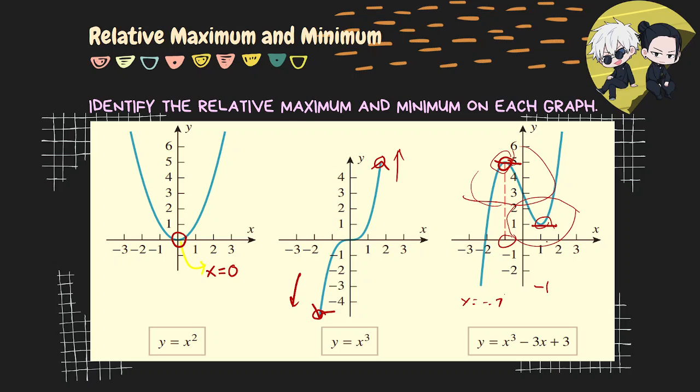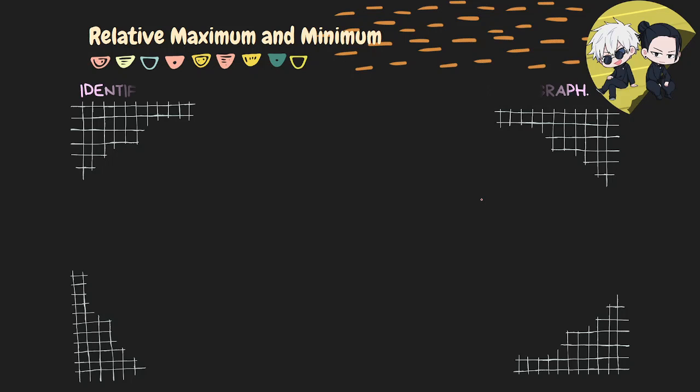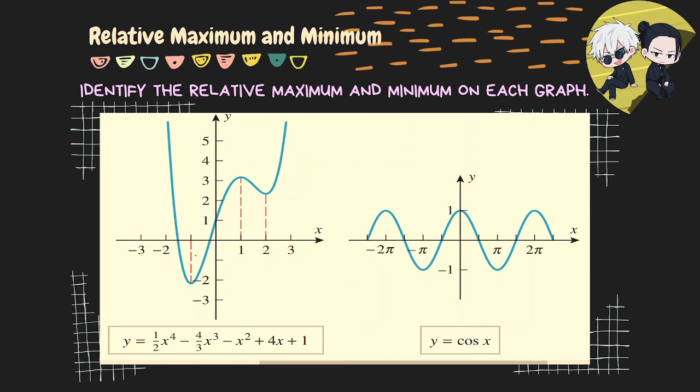That's why it has a relative minima at x equal to 1 and it has a relative maxima at x is equal to -1. So another function, for example, we have this function y is equal to 1/2 x raised to 4 minus 4x cubed minus x squared plus 4x plus 1.